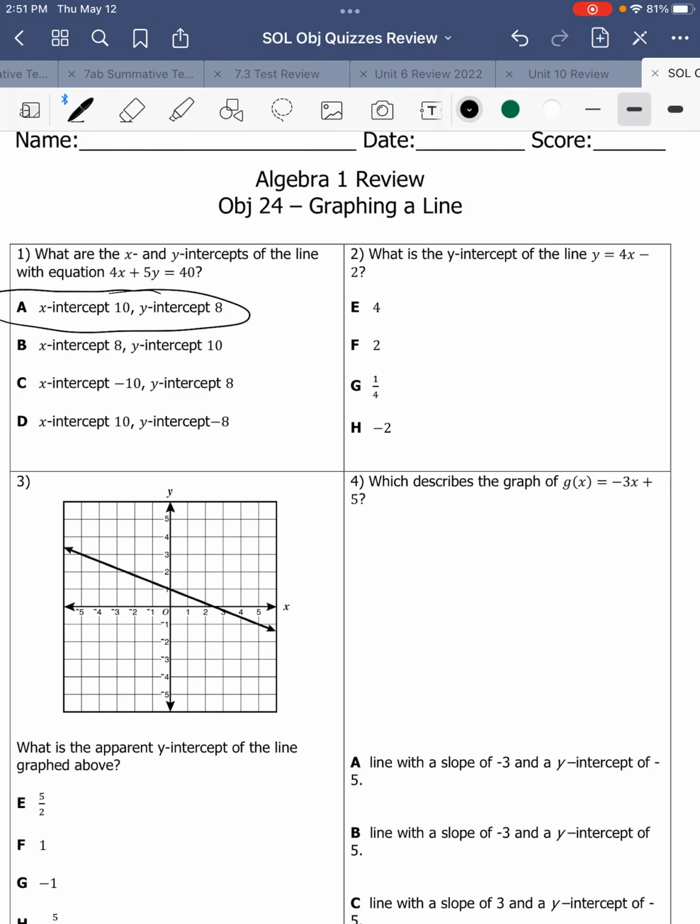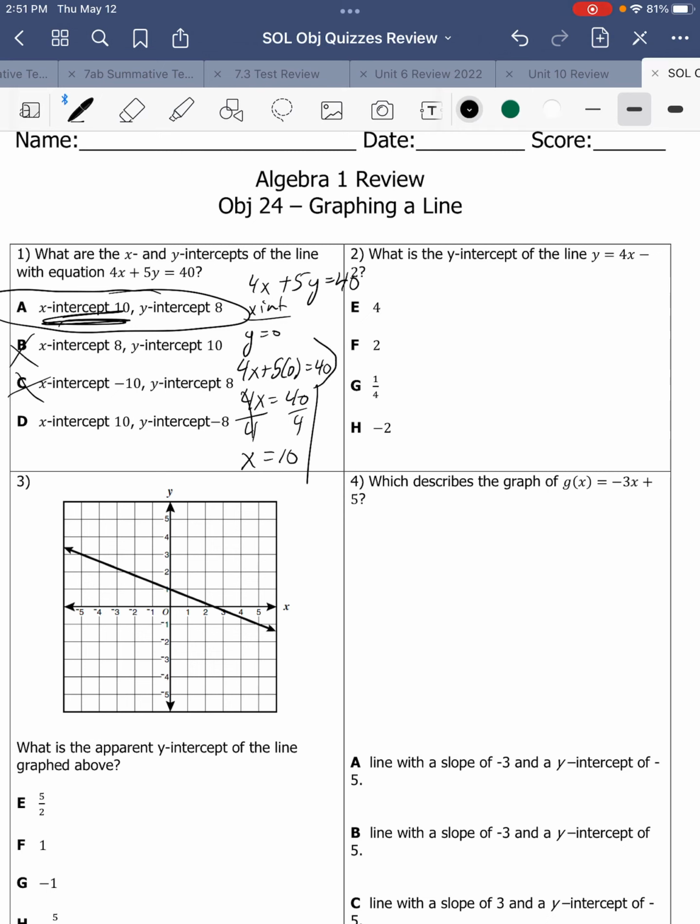To work this out by hand, to find the x-intercept, you set y equal to 0. So 4x plus 5 times 0 equals 40. Maybe you remember this from class. That'd be awesome. Otherwise, this is how you do it. Divide by 4, and you get x equals 10. So that is your x-intercept of 10, which you could already take off C and B.